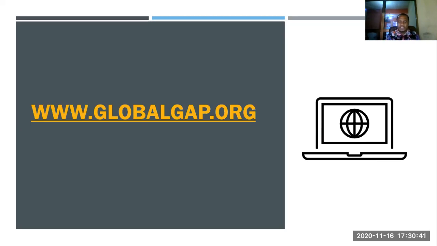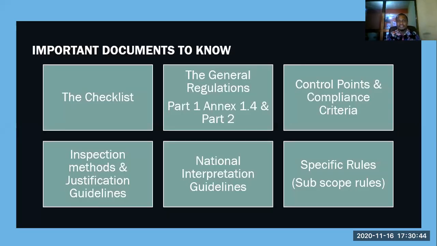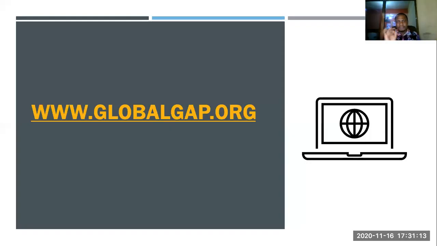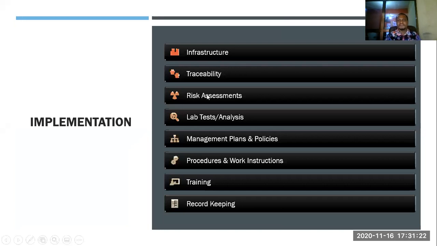You can download all these documents we have mentioned, plus many others, on the website. And you are not supposed to pay or anything. So you can download the latest version of all the documents, the checklist and all of that. And for you as a consultant, the inspection methods and justification guidelines can also help you to know how to put interpretation on the clauses when you are helping a client. So you can get that document as well. www.globalgap.org, you should visit there.